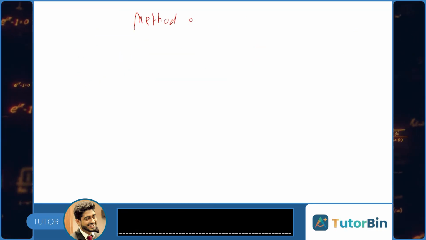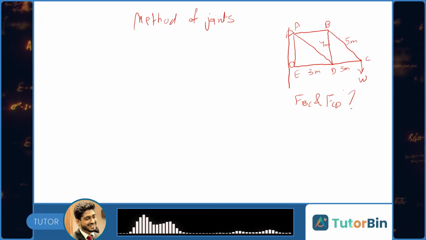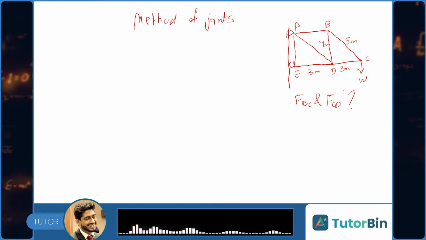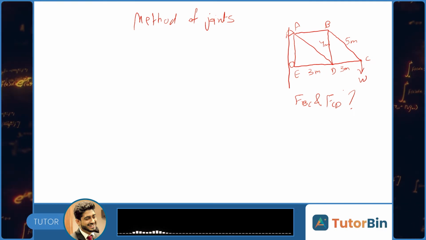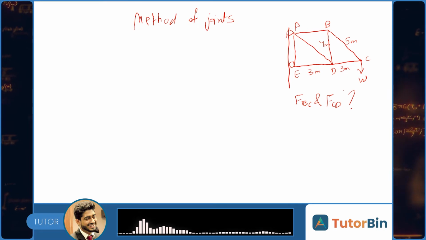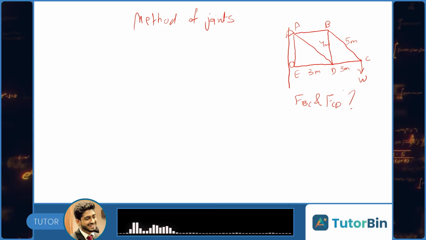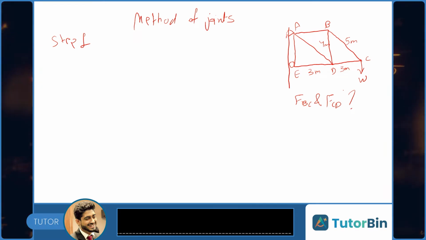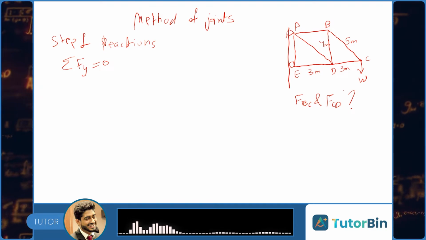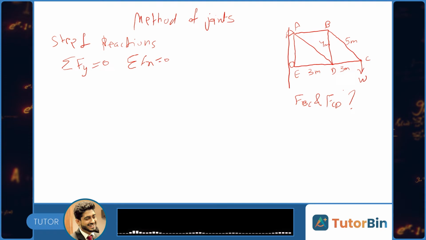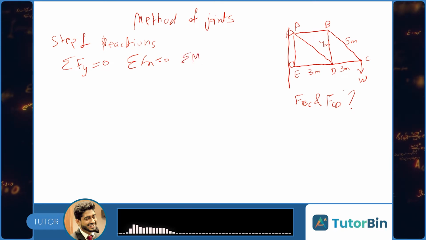First is the method of joints. Taking this example for the method of joints, this is truss ABCDE having this load W vertically downward, with A as a hinge support and E as a roller support. We need to find the forces in member BC and member CD. Step 1 is finding reactions by taking equilibrium of the whole structure, that is summation of total vertical forces, summation Fx equals 0 and summation M equals 0.